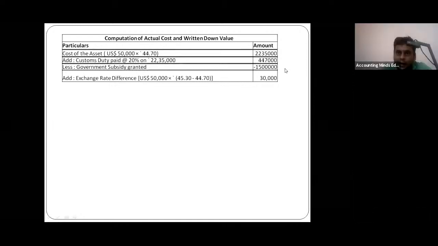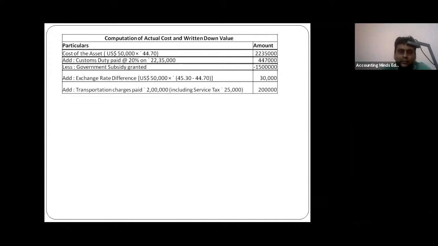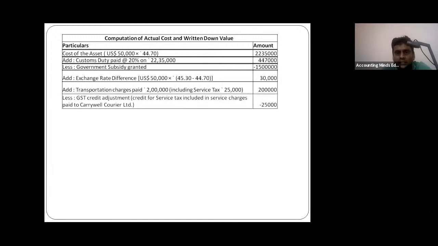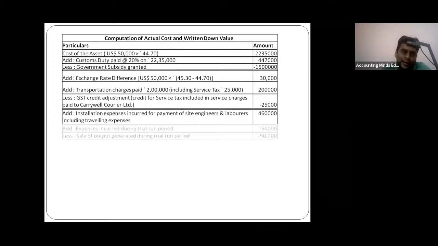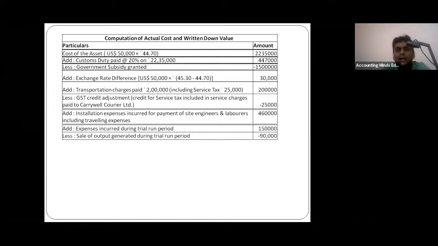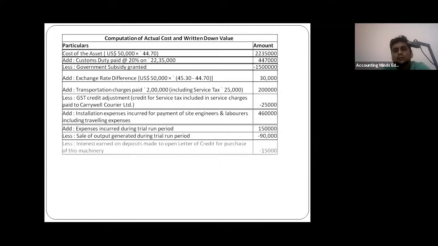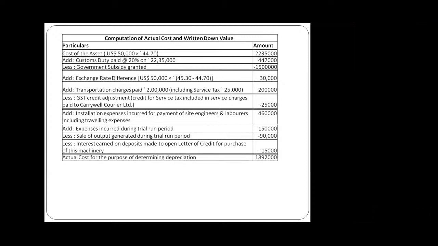Right. So subsidy. How much is the subsidy? 15 lakhs, minus. Transport charges 2 lakhs. GST credit, minus. Installation charges, add. Expenses of trial run, add. Sale of trial run, minus. Interest received. You received interest, so minus. If you had paid interest, you would have added. Correct? Why should we deduct, sir, this one? 90,000?